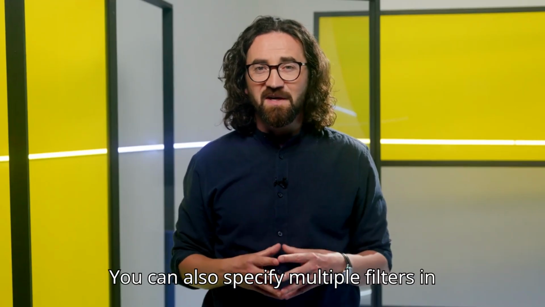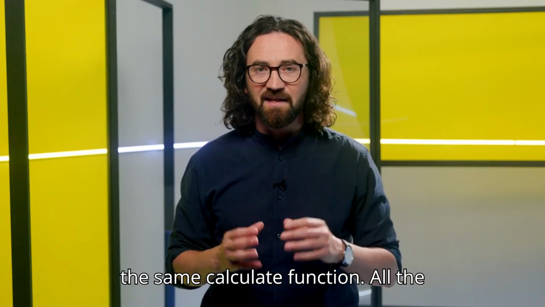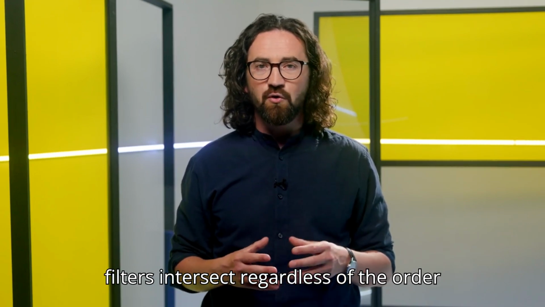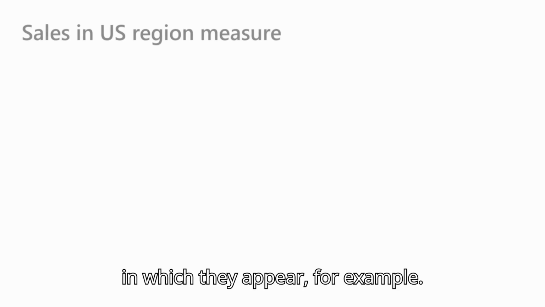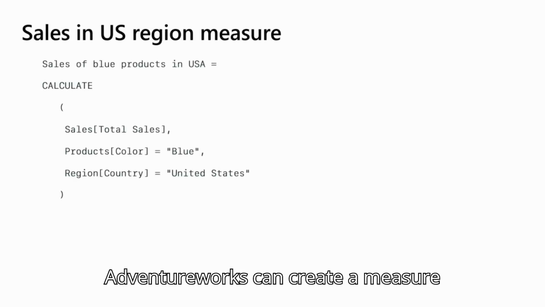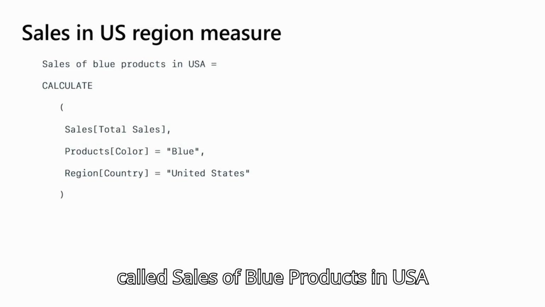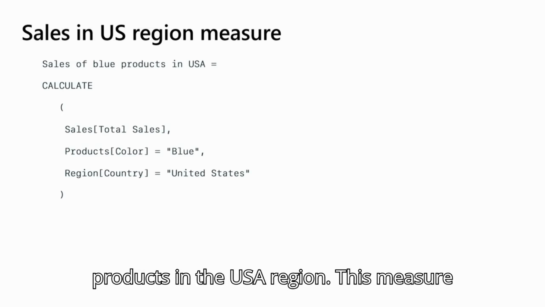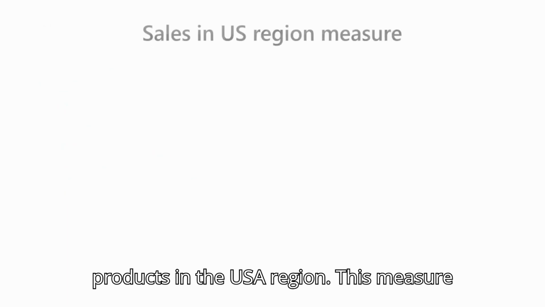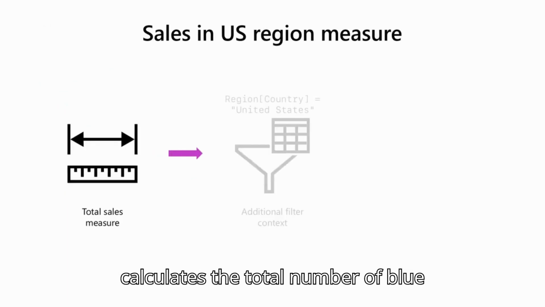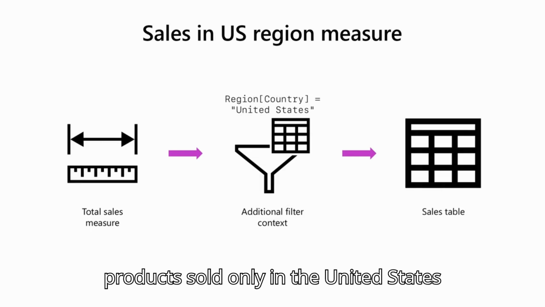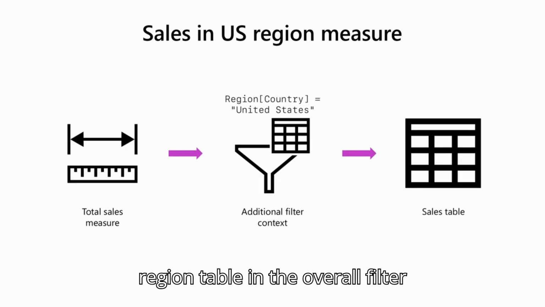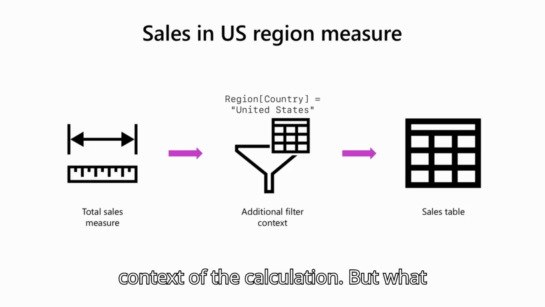You can also specify multiple filters in the same calculate function. All the filters intersect regardless of the order in which they appear. For example, AdventureWorks can create a measure called sales of blue products in USA that computes the total sales of blue products in the USA region. This measure calculates the total number of blue products sold only in the United States by adding the country column from the region table in the overall filter context of the calculation.